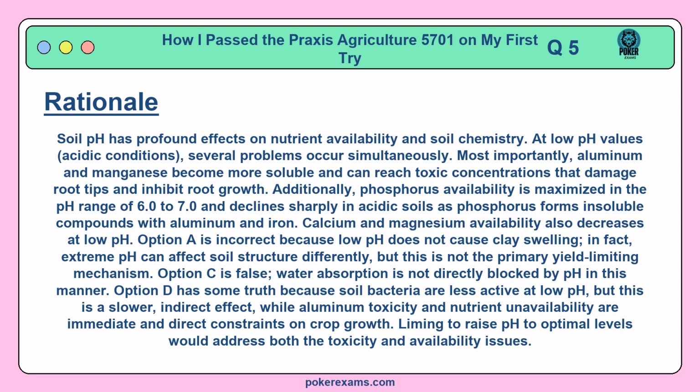Calcium and magnesium availability also decreases at low pH. Option A is incorrect because low pH does not cause clay swelling. In fact, extreme pH can affect soil structure differently, but this is not the primary yield-limiting mechanism. Option C is false. Water absorption is not directly blocked by pH in this manner. Option D has some truth because soil bacteria are less active at low pH, but this is a slower, indirect effect, while aluminum toxicity and nutrient unavailability are immediate and direct constraints on crop growth. Liming to raise pH to optimal levels would address both the toxicity and availability issues.